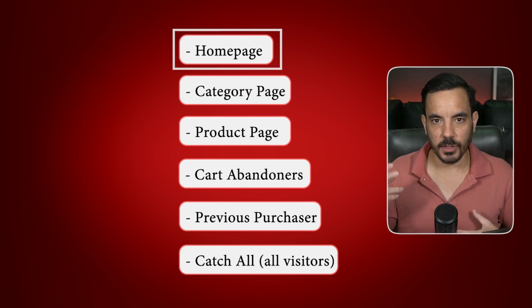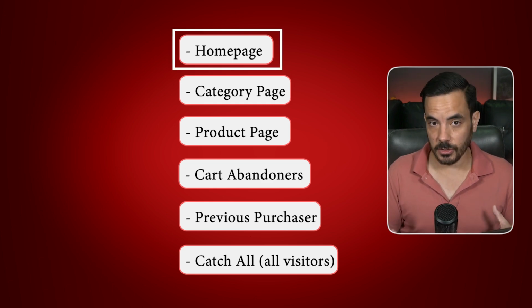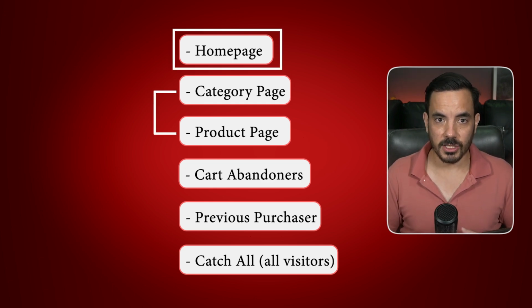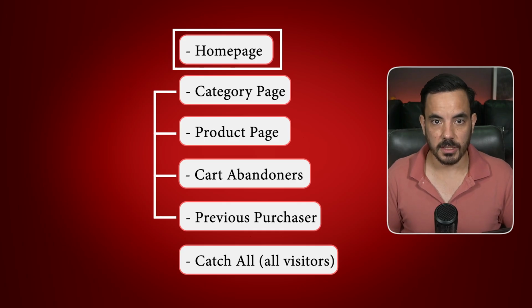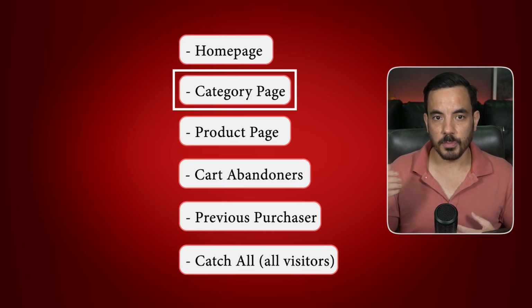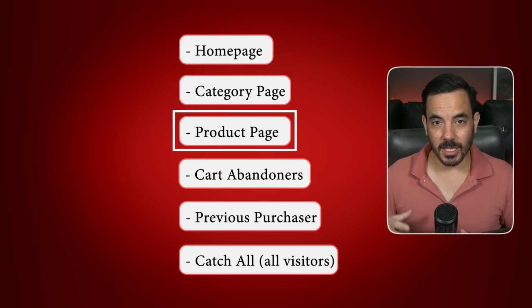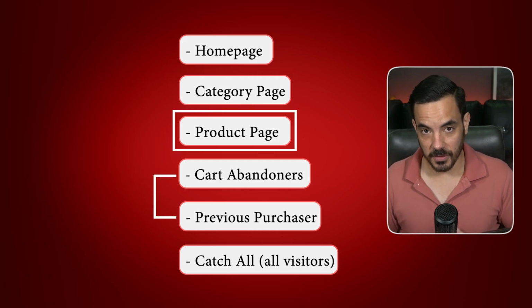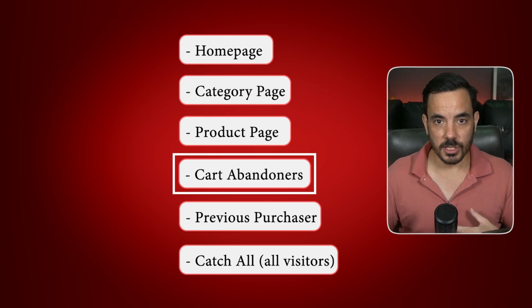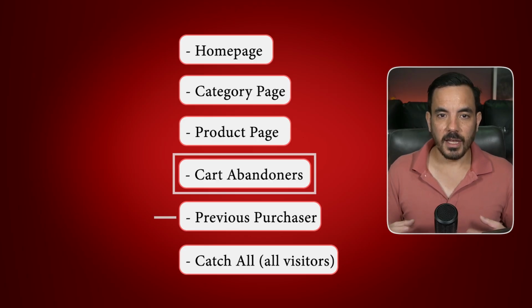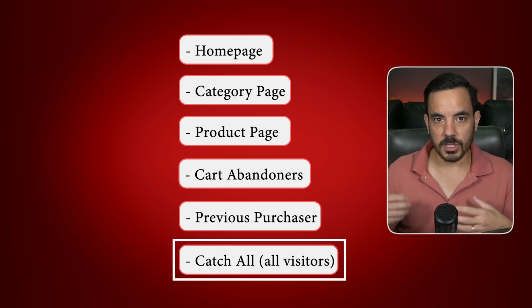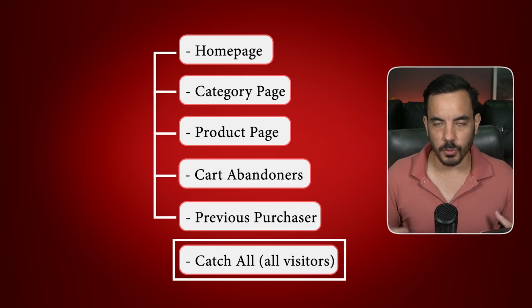For each of these audiences, when setting them up, make sure to exclude the audiences that have higher intent. So for example, for the homepage audience, I would exclude category page, product page, cart abandoners, and previous buyers. For category page, I would exclude product page, cart abandoners, and previous buyers. For product page, exclude cart abandoners and previous buyers. And then for cart abandoners, of course, just exclude previous buyers. And then for your catch-all, target all visitors but exclude all the other audiences.